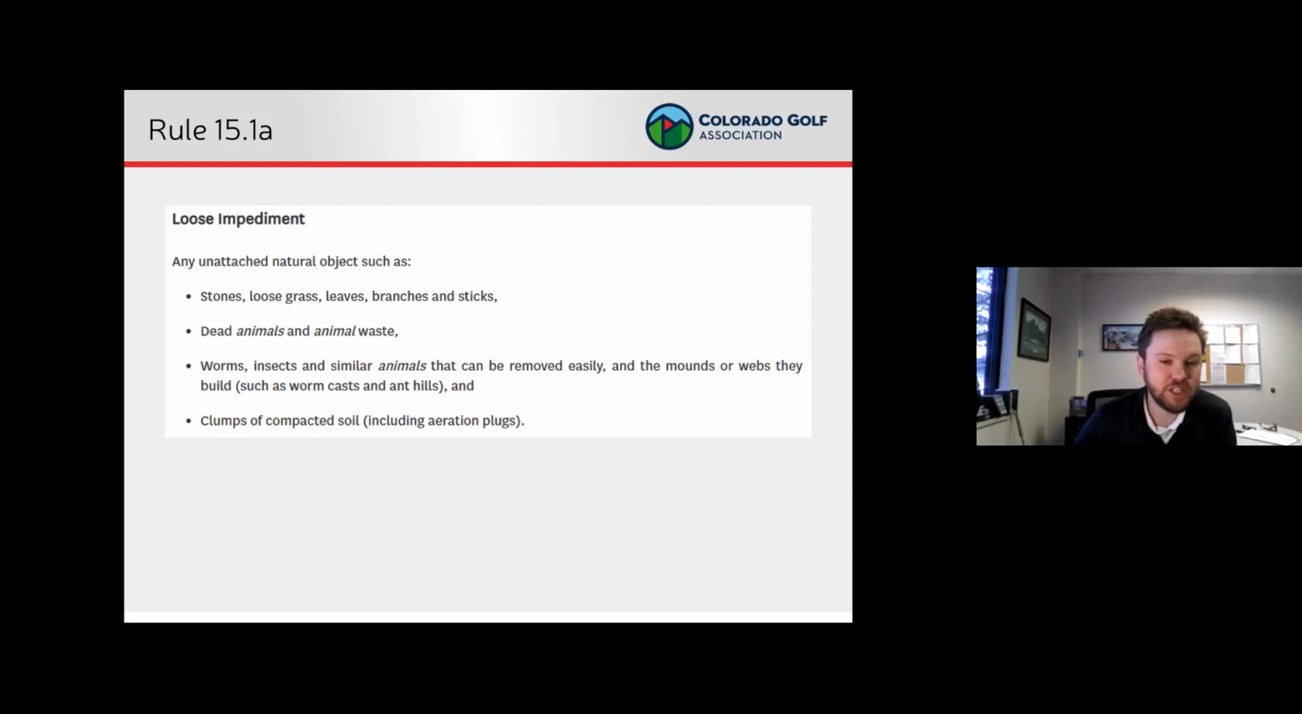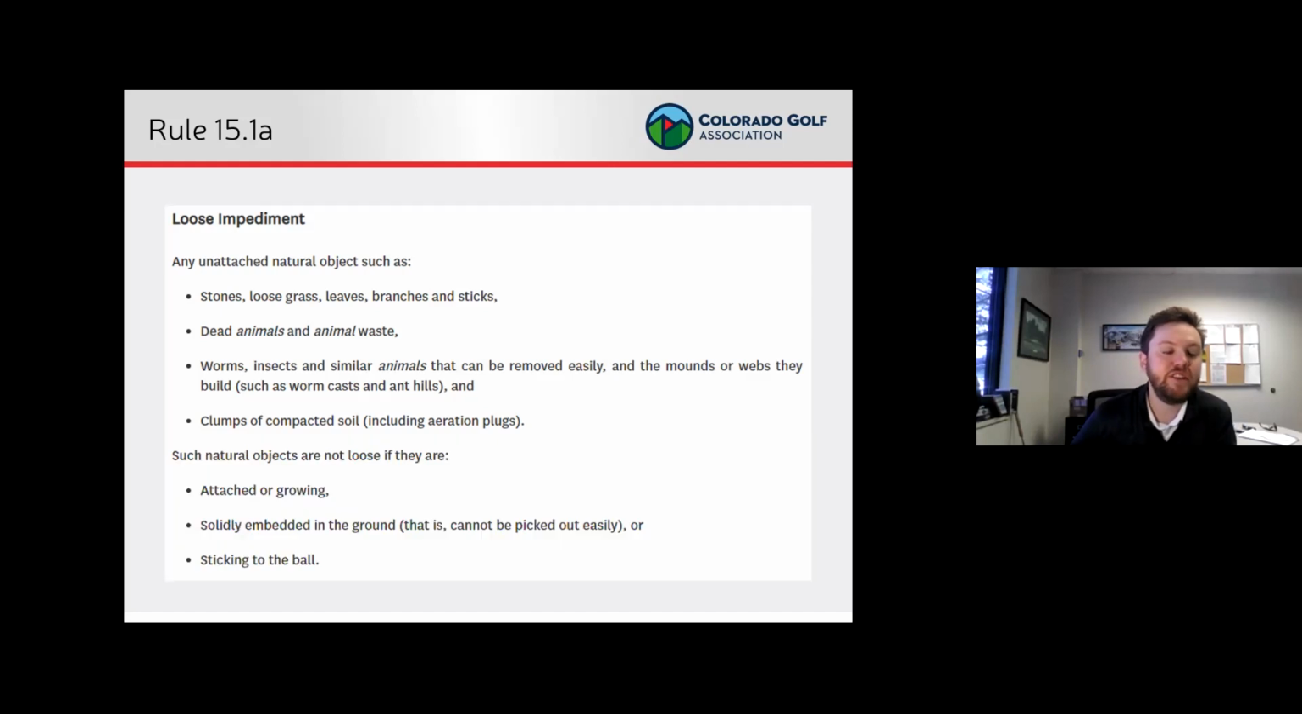A couple times a year, your golf course will aerate, and those plugs, once out of the ground, are loose impediments. Meaning you can move them, but if your ball is on them or near them and it moves, then you're going to be penalized, and we'll cover that later, obviously. And then it goes on to say such natural objects are not loose if they are attached or growing. Again, the first part of that definition is any unattached. So if they're attached or growing, that obviously doesn't meet the criteria there.